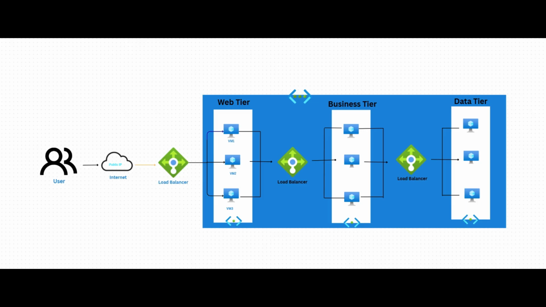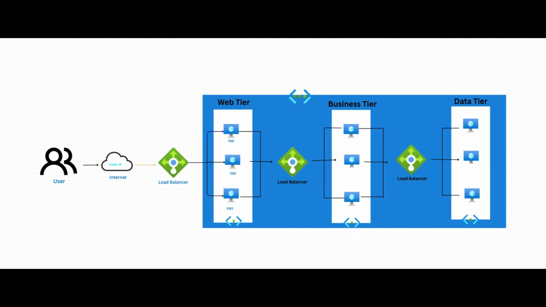This separation ensures efficient traffic distribution at every layer, scalability since each layer can scale independently based on the demand, and security as traffic between layers can be filtered and controlled tightly.